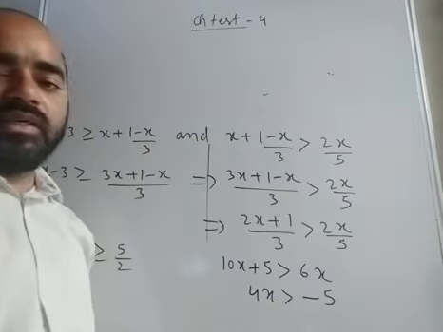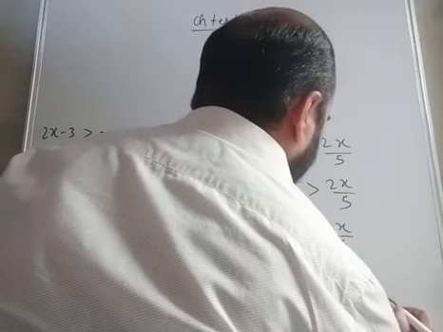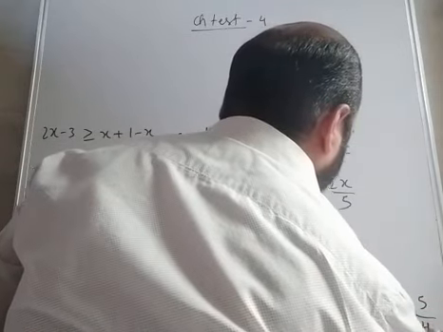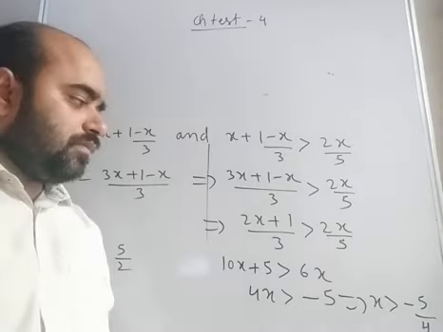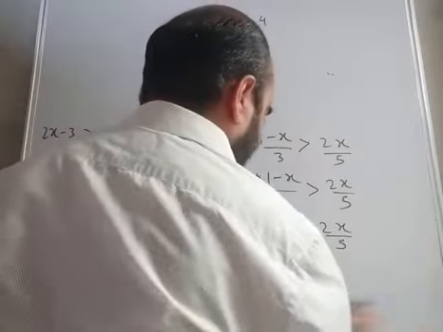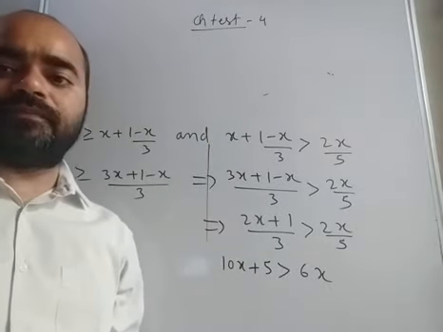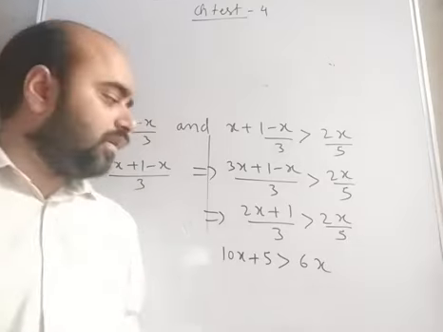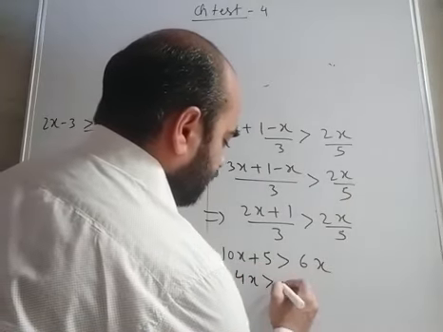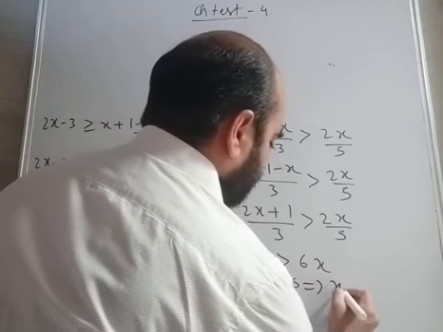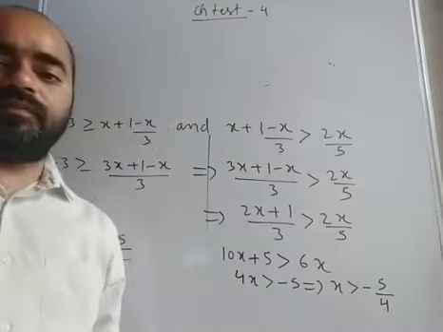It means x is greater than minus 5 upon 4. Correct? Up to here visible? Clear? Now this will be 4x greater than minus 5, so x is greater than minus 5 upon 4.